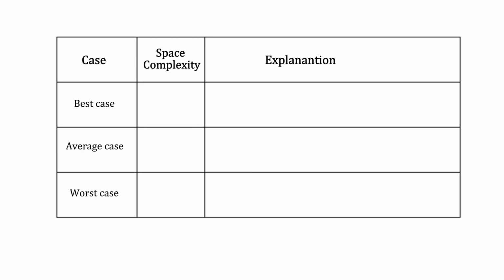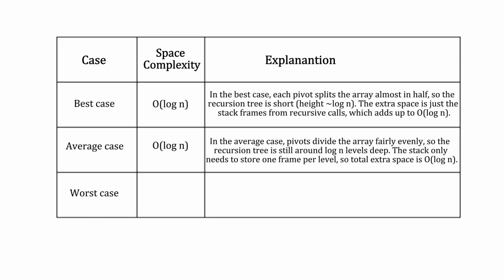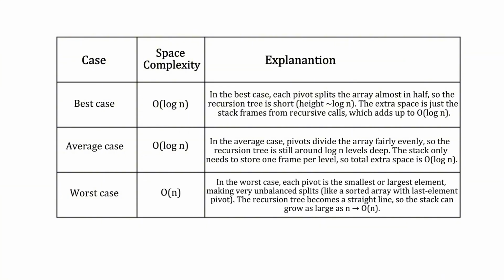Now coming down to the space complexity, the best and the average case space complexity of quicksort will be O(log n), because balanced splits mean the recursion depth is about log n. The worst case space complexity of quicksort will be O(n), because unbalanced splits mean the recursion depth equals a total of n because of the chain of recursive calls.